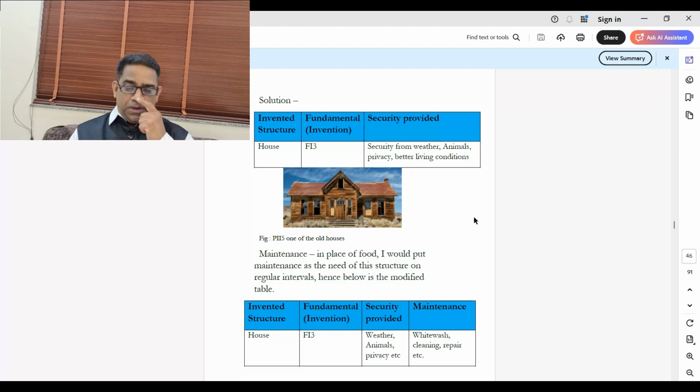Okay, good. In this figure you can see an old house that was also very useful. Later we'll see in process improvement how this structure is improved. So, maintenance in place of food. I would put maintenance as the need of the structure at regular intervals. Hence, below is the modified table. Invented structure is house, fundamental is FI3, security provided we saw is from weather, animals, and privacy also, and the maintenance is whitewash, cleaning, and repairing at regular intervals. Very nice, simple again, right?